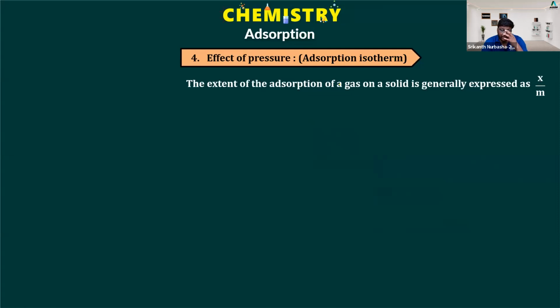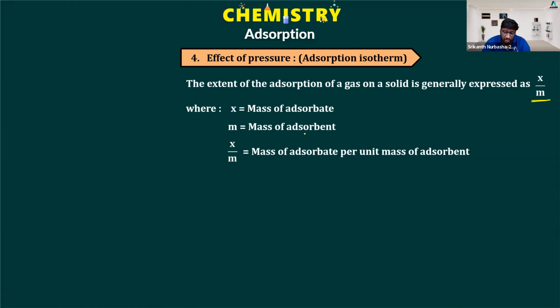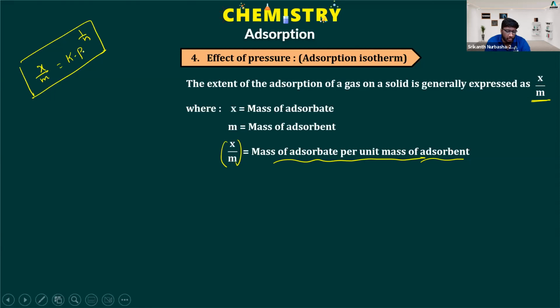The extent of adsorption of a gas on a solid is generally expressed as x by m. What is x, students, here? x is the mass of adsorbate, m is the mass of adsorbent. So x by m is the mass of adsorbate per unit mass of adsorbent. And x by m is equal to k into p power 1 by n, where k and n are constants, and p is the pressure.